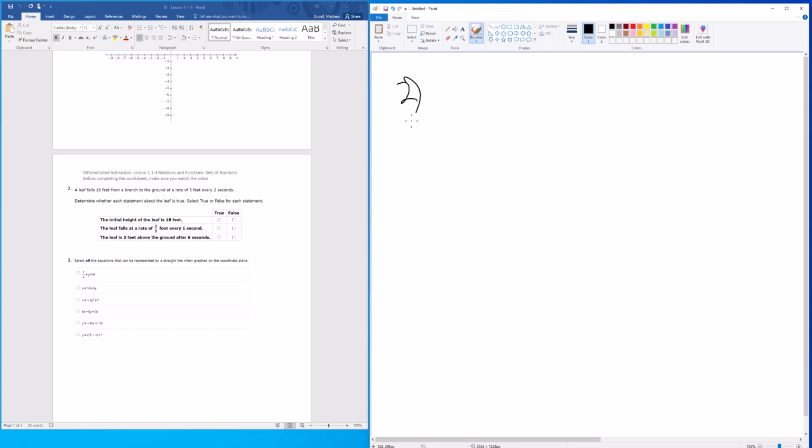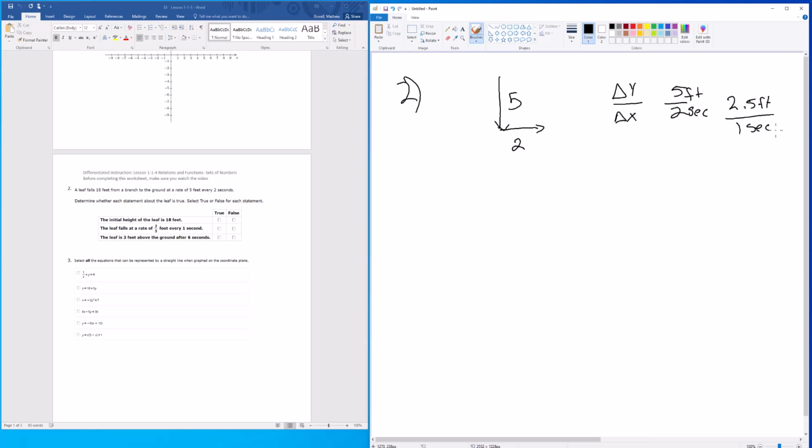It says it falls at a rate of 5 feet every 2 seconds. So it's going to go down 5 feet every time 2 seconds elapses. So if we're thinking about the slope, that's going to be 5 halves, 5 feet every 2 seconds. So if it says that the leaf falls at a rate of 2/5 foot every 1 second, that is not true. Since it's 5 feet every 2 seconds, that would be 2.5 feet every 1 second.